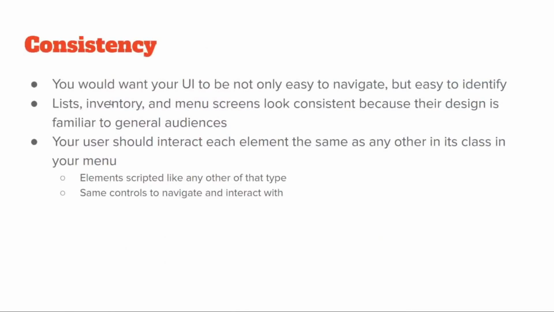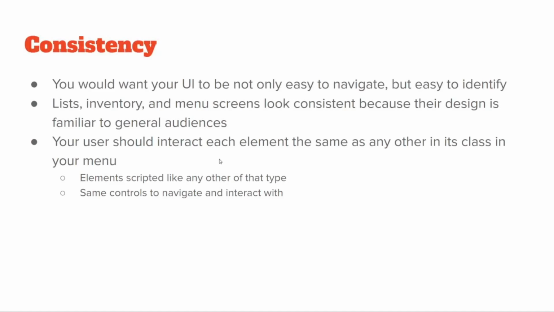Consistency. You would want your UI to be not only easy to navigate, but easy to identify. Lists, inventory, and menu screens look consistent because their design is familiar to general audiences. What this means is your menus and your inventory screens should have similar fonts and formats so that nothing stands out in any way. If it's a fantasy game and I have basically an old English font, I wouldn't want to add something that's more GTA format or space format, because it wouldn't stand out and it wouldn't fit the theme of our game.